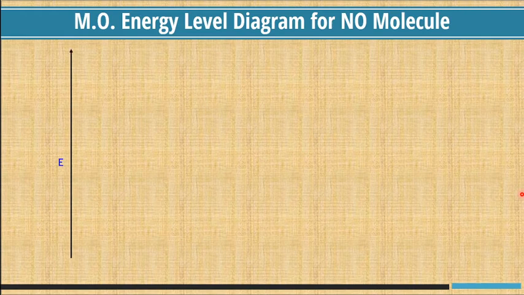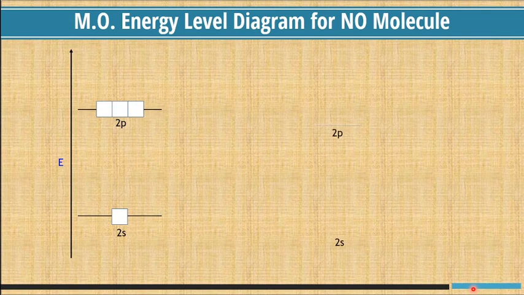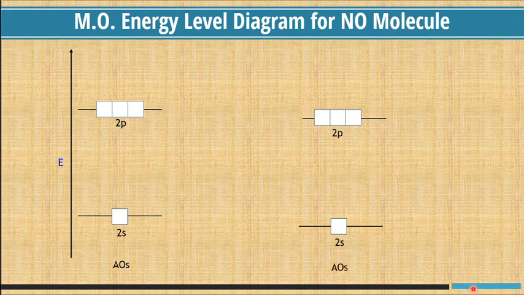Let us consider the molecular orbital energy level diagram for the NO molecule. This is an energy axis. These are the 2s and 2p orbitals of nitrogen. These are the 2s and 2p orbitals of oxygen.